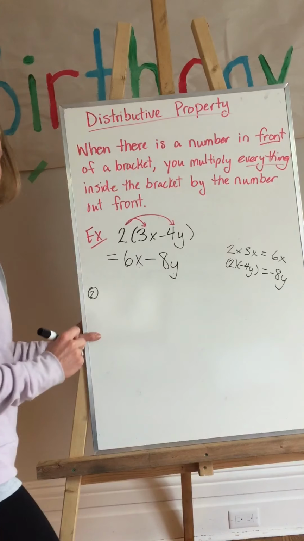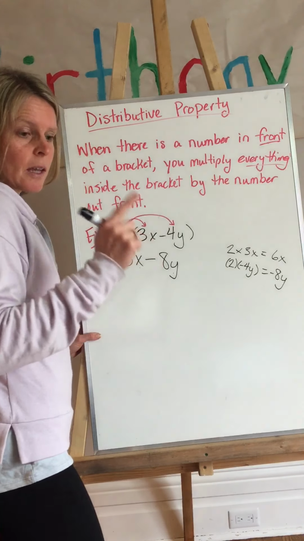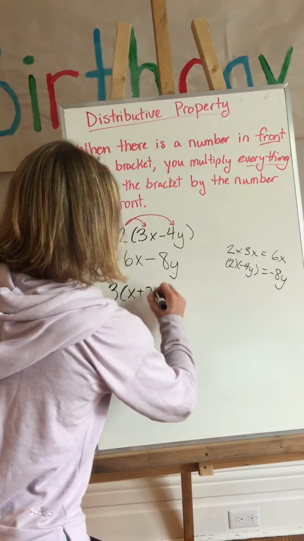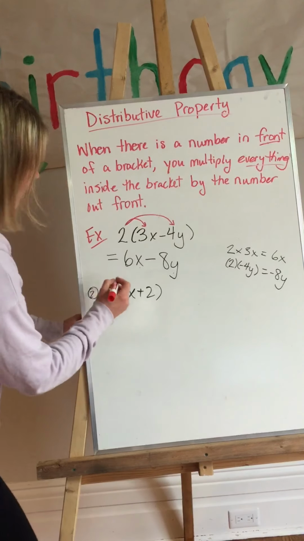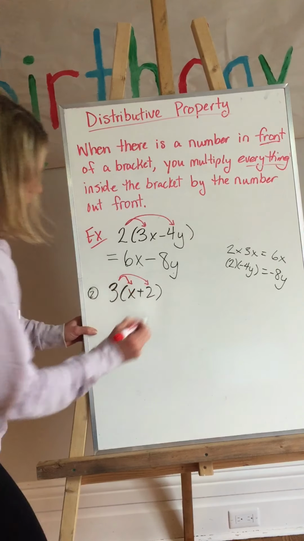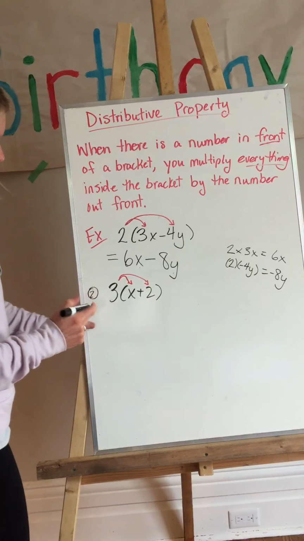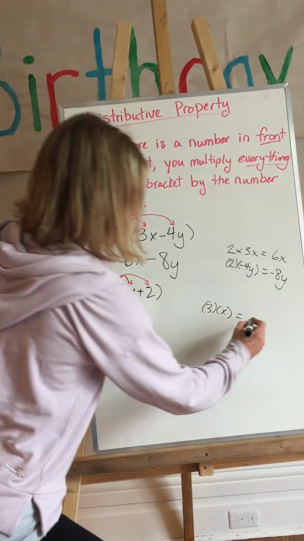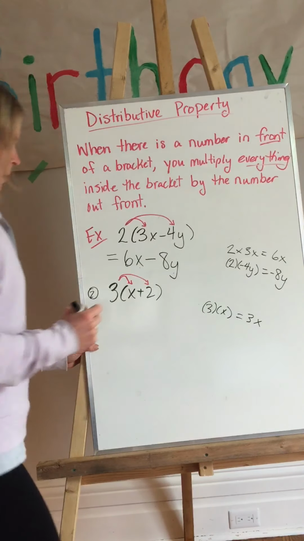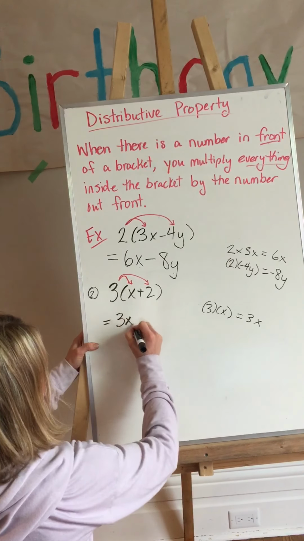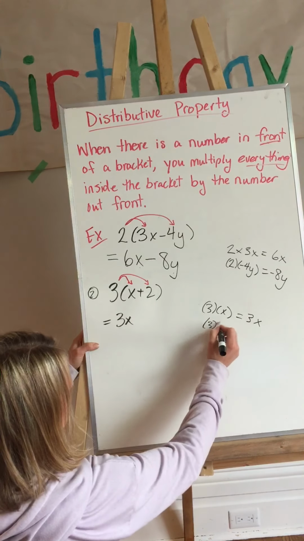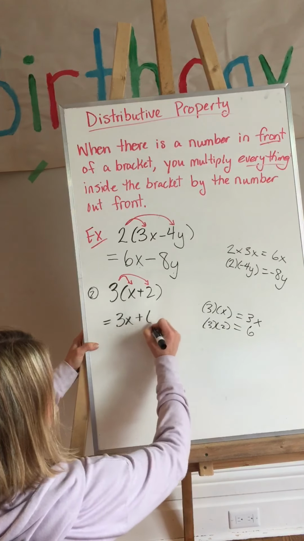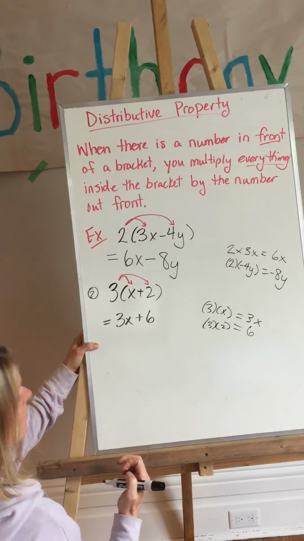Number 2. Okay, so try this, pause, and then play so that you can check your answer. So 3 times x plus 2. I will put my arrows to remind me that the 3 gets multiplied by both terms inside the brackets. So 3 times x, you're just going to smush those together. It becomes 3x. So my first term here is 3x. 3 times 2 is 6, and it's positive, so plus 6. Okay? That's the answer.